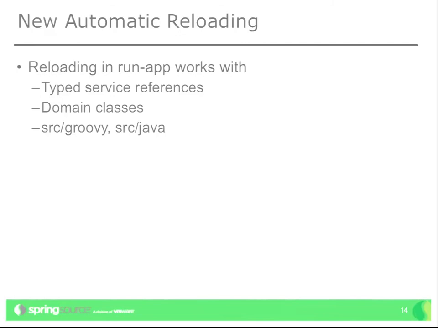So in Grails 1, if some of these things changed at development time, you have to stop the process and then start it back up. And that's not terrible, but it's better in Grails 2 that you don't have to do that. You can make a change to a domain class and then continue interacting with your application and not have to restart the app, which is nice.